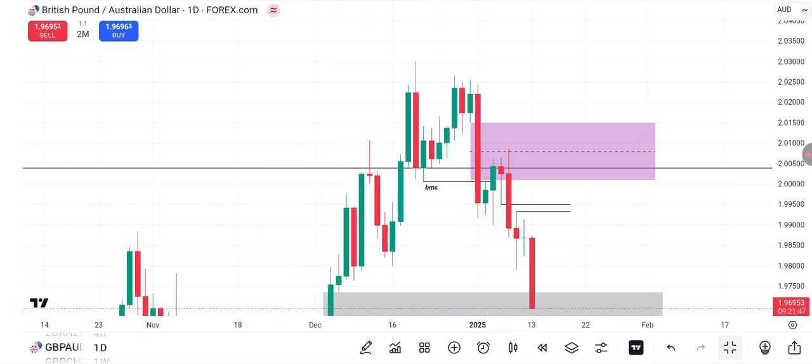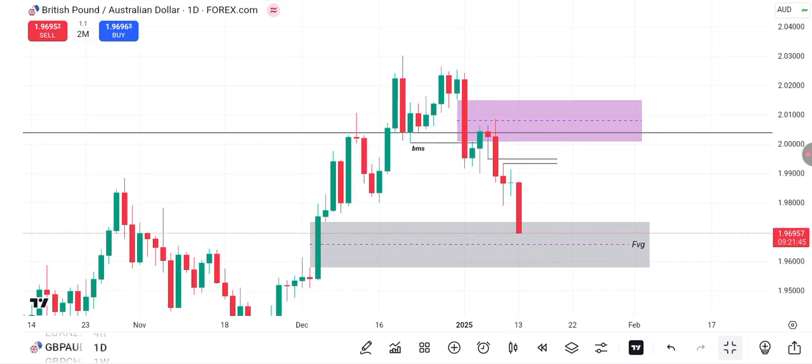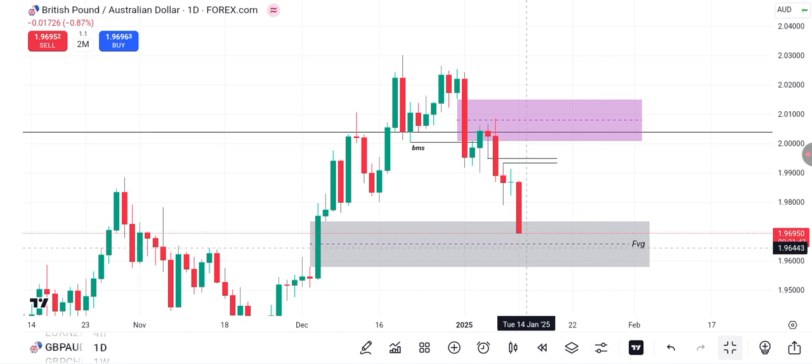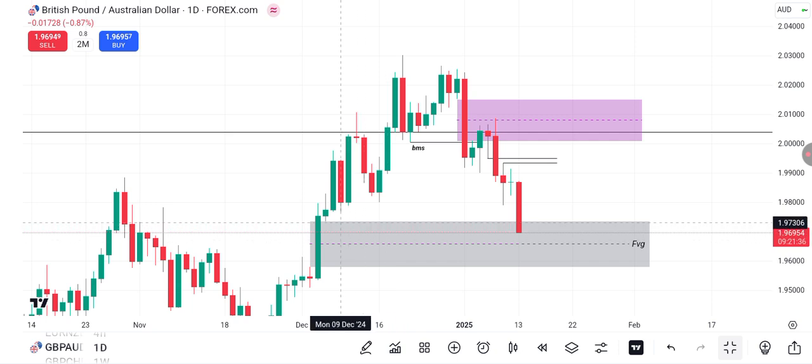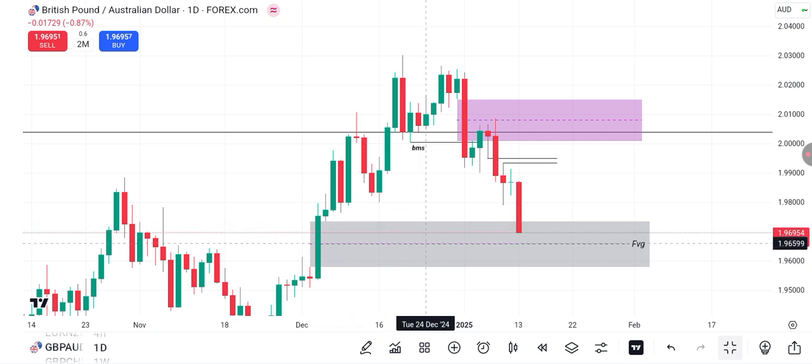Where will my target be? My target will be this fair value gap. That is the most sensible target to take my profit, this fair value gap. Either I target the beginning, the high of the fair value gap, or the midpoint where price is coming into. So these are the trade ideas that I want to be taking.